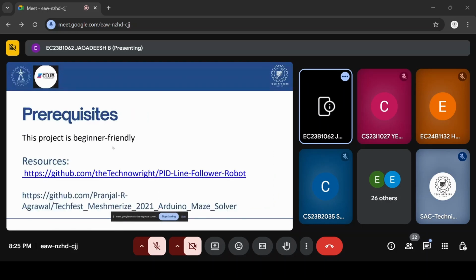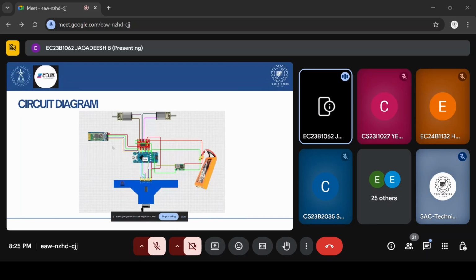Next, this concept is beginner friendly, with no prerequisites required. I have attached two links for line following bots as resources. Then this is a circuit of a line following bot. Here, it is a 5 IR array module. This one is a basic Arduino Nano. We have a Bluetooth module, motor driver TB6612, and N20 gear motors. This is a buck converter and a LiPo battery.